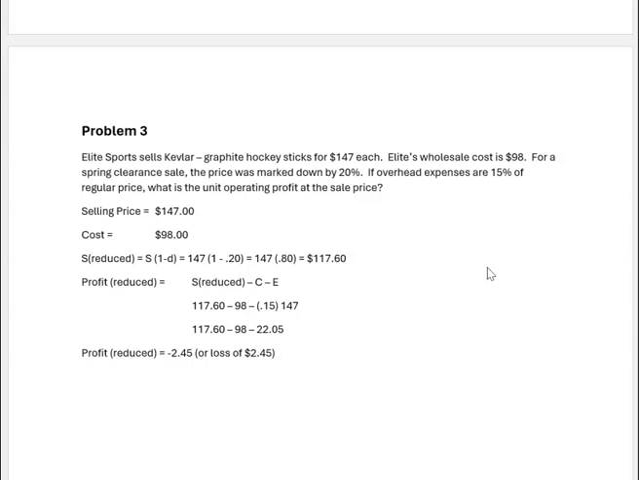For a spring clearance sale, the price was marked down by 20%. So we'll look at the reduced selling price equals S multiplied by 1 minus your D. So 147, multiply that by 1 minus 0.20, or multiply it by 80%, and it comes up to a reduced selling price of $117.60. Okay.